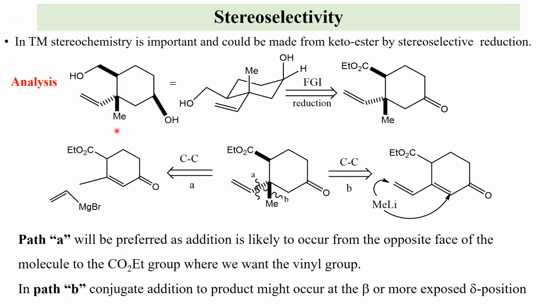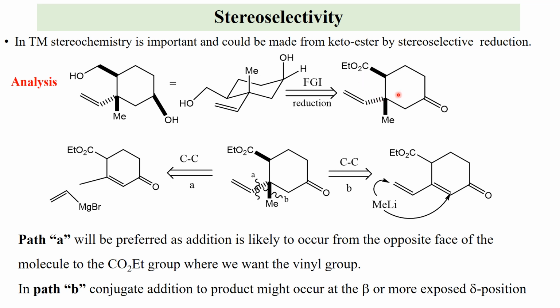Next is the preparation of a diol. Here this OH, this methyl, and this CH2OH are all cis. When a chair form is drawn, this OH, Me, and CH2OH, all these three groups are in cis position. And when we bring about FGI, this CH2OH is converted into an ester.